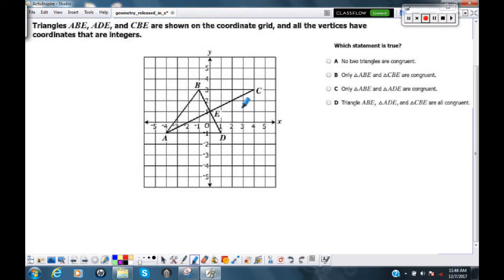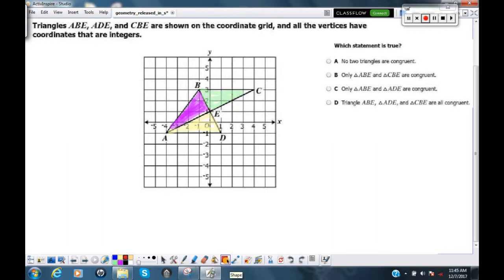We have ABE, which is this purple triangle here. That's ABE. Then we have triangle ADE. ADE is this yellow triangle. And then we have triangle CBE, which is this green triangle.